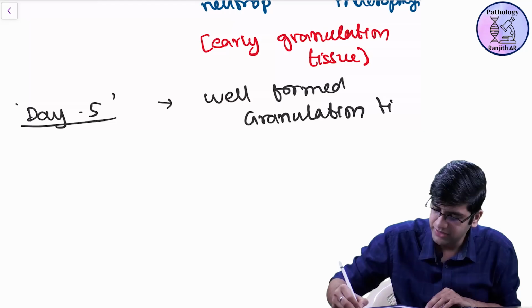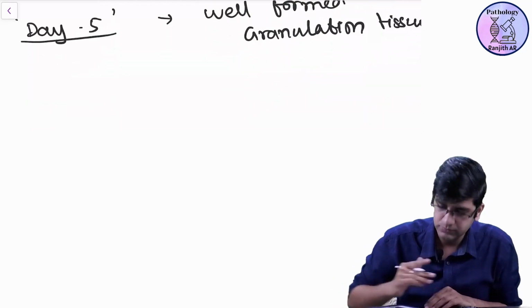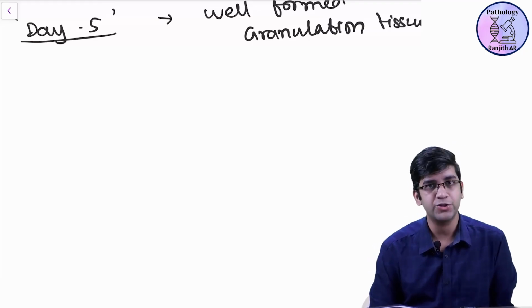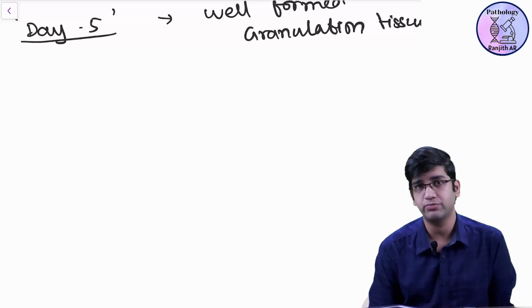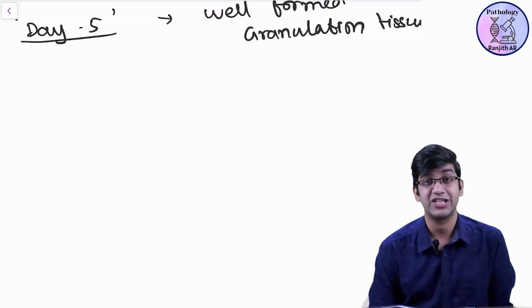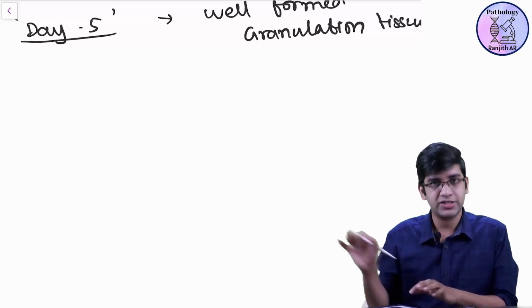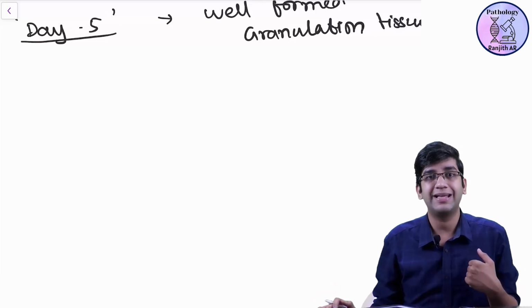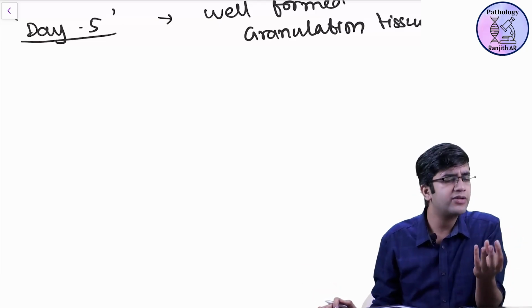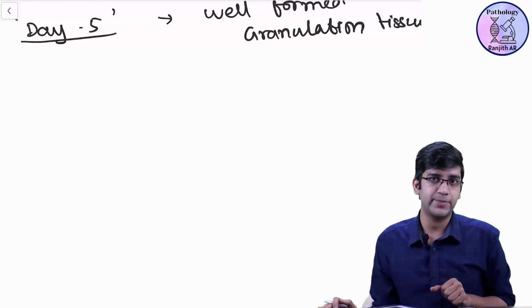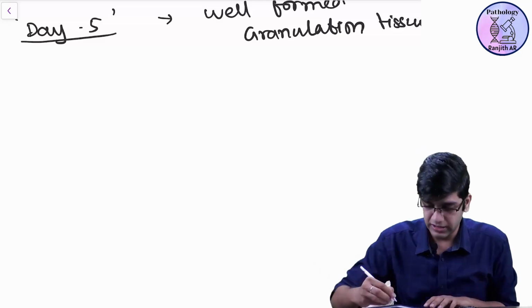So what does this mean? I need to know what a granulation tissue is and how it is being formed. The only person who would have helped me form this is my beautiful macrophage, the M2 activated macrophage. What I'm going to say is not going to happen exactly at day 5. It's going to start from day 2, day 3, day 4 and it completely forms at day 5. So we're going to see how a granulation tissue is being formed.